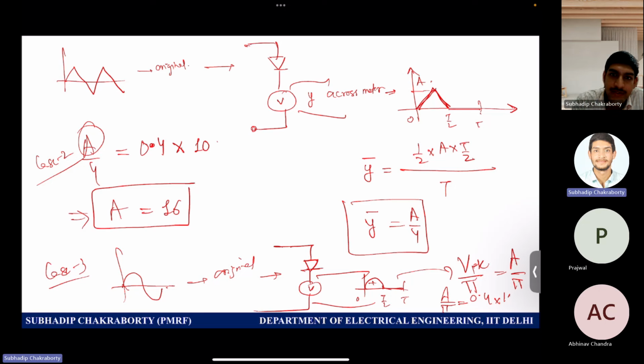Because it is a linear scale, you need to understand: 40% of full scale deflection means 40% of 10. We can do that because PMMC is linear. So what is A for this third case?